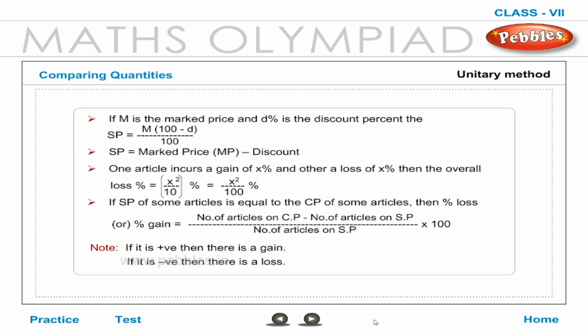If the SP, that is the selling price of some articles, is equal to the cost price of some other articles, then percentage loss or percentage gain is equal to (number of articles on cost price minus number of articles on selling price) divided by number of articles on selling price, into 100. Note, if it is positive, then there is a gain. If it is negative, then there is a loss.